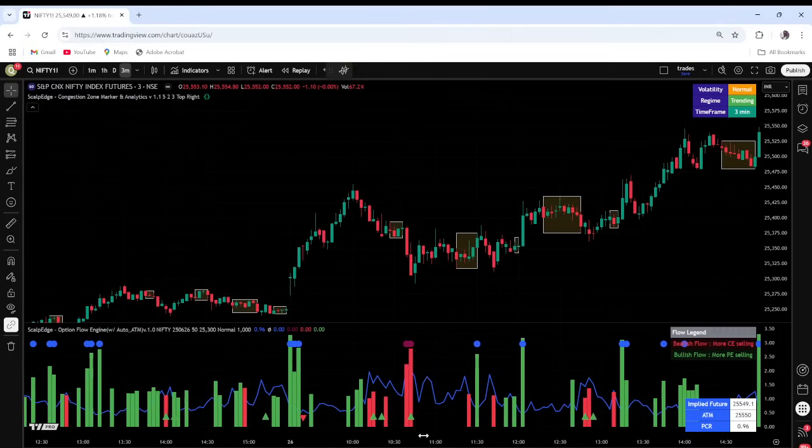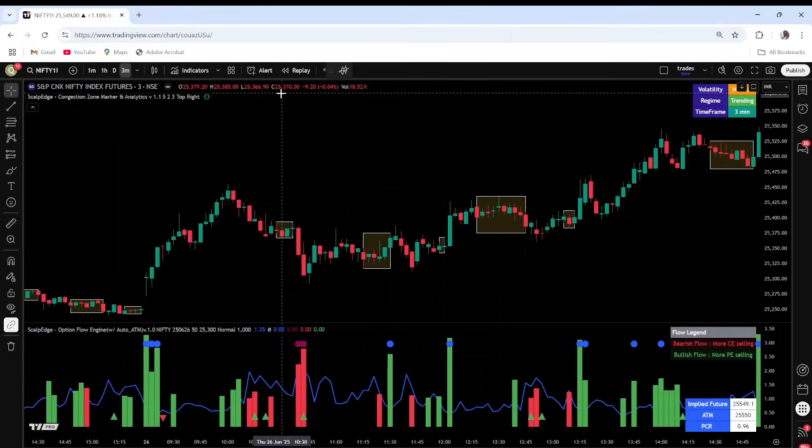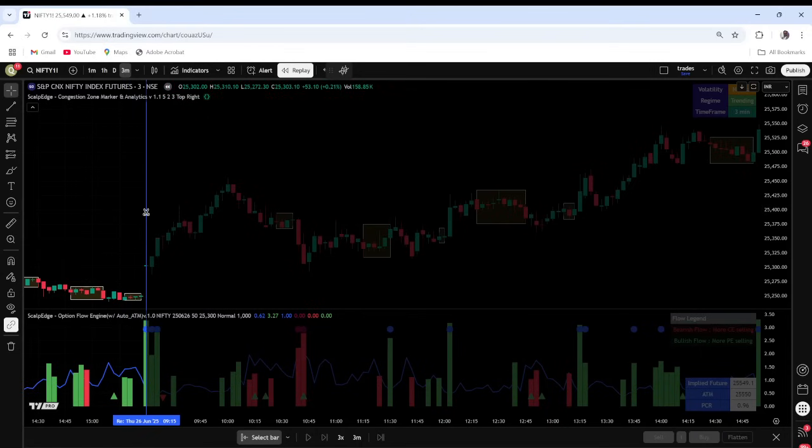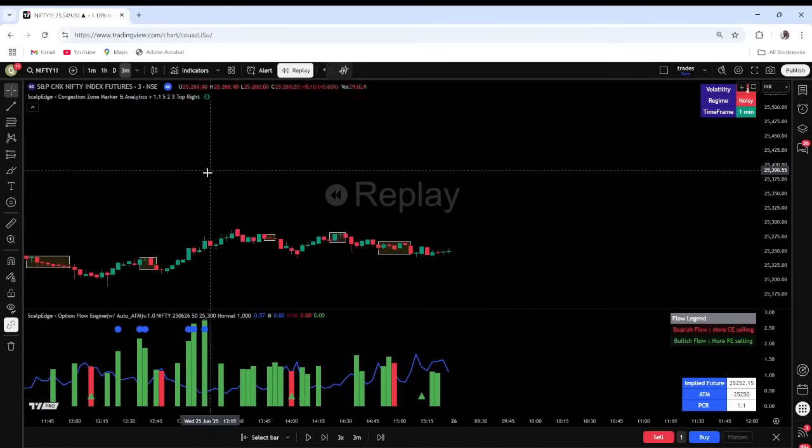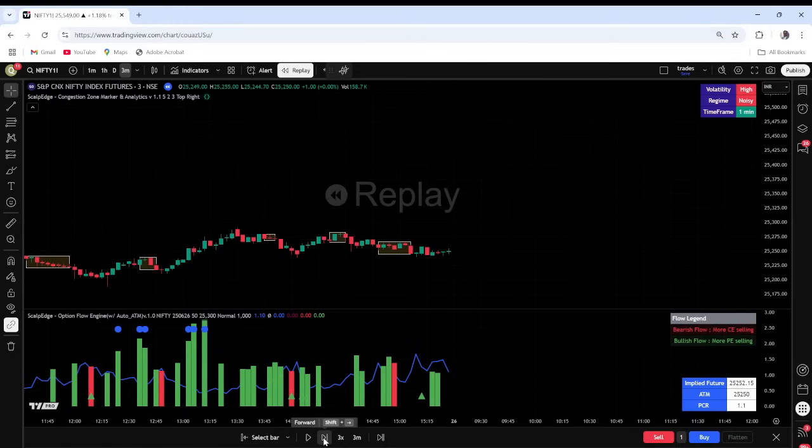The reason I am showing this on a replay is there is one point which you will see when I replay. This indicator will give you an error. It is not an error, it's a TradingView kind of lacuna. And I will also show you, if you get that error, what you need to do.